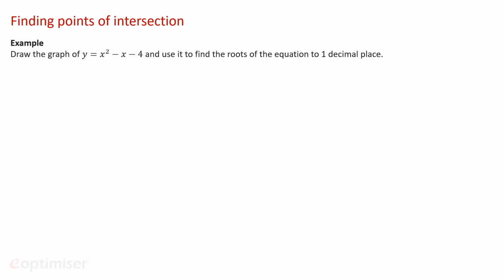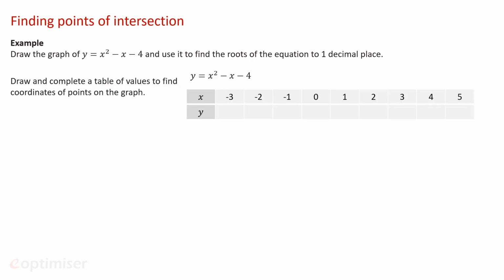So we will find the intersection with one example. We need to draw the graph for y equals x squared minus x minus 4. You know how to draw this one, isn't it? You can find some points. Just put minus 3, minus 2, minus 1, 0, 1, 2, 3, 4, 5 for x and find the y values.